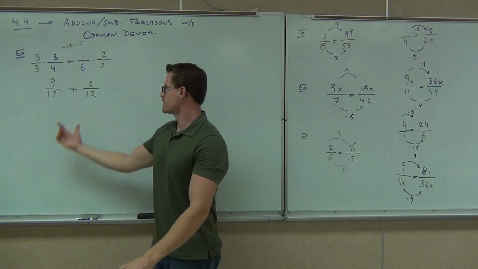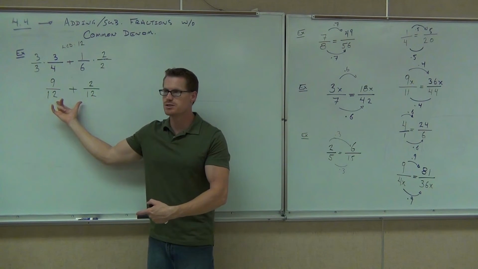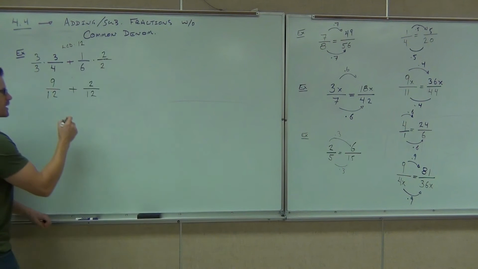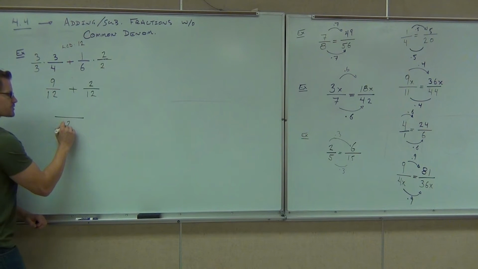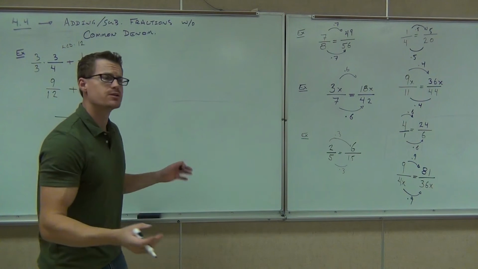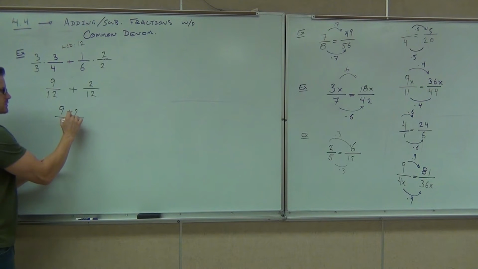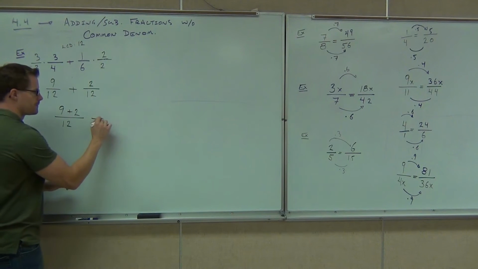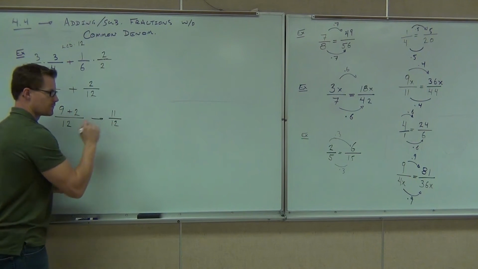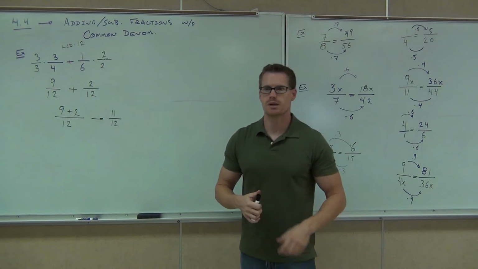After that, well, this is like a problem we've just done in section 4.3. We know exactly how to do that. Next step would be we're going to write this as one fraction. Remember that when we add or subtract fractions, we don't add or subtract the denominators. It's still 12. On the numerator, we get 9 plus 2. We get 11 twelfths. Yes, no?